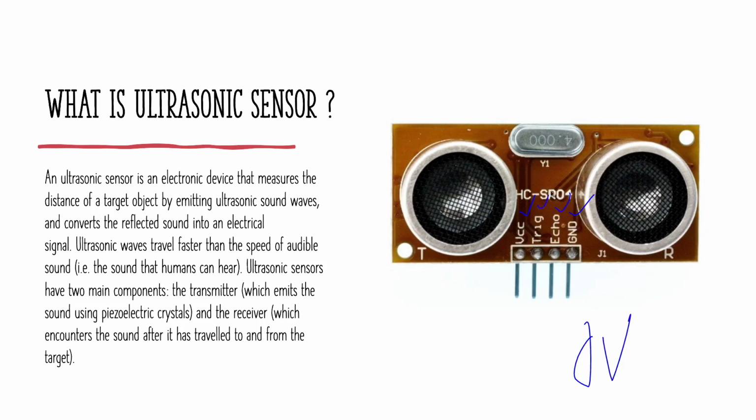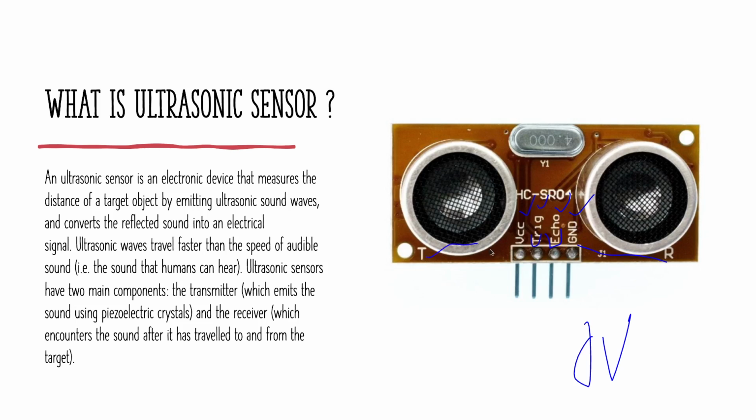Now what is this trig? Trig and echo are first of all connected to digital pins. And second of all, trig is for transmission, echo is for receiving. As you can see, echo is nearer to the receiving side, so it is the receiver.